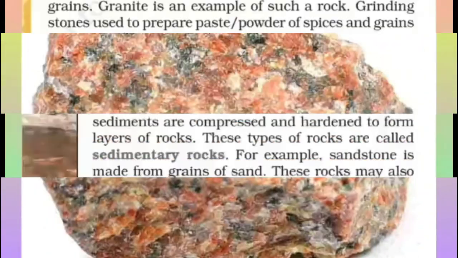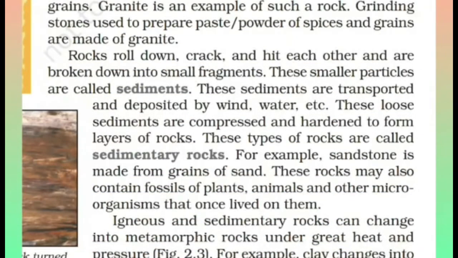Granite rocks are used to make these. Rocks roll down, crack and hit each other and are broken down into small fragments. These smaller particles are called sediments. So the rocks that roll down from the mountains, what happens when they fall down? Then they crack and they hit each other. And while hitting each other, what happens? They break down into small fragments. Right, and these small particles, the small broken parts, they are called the sediments.